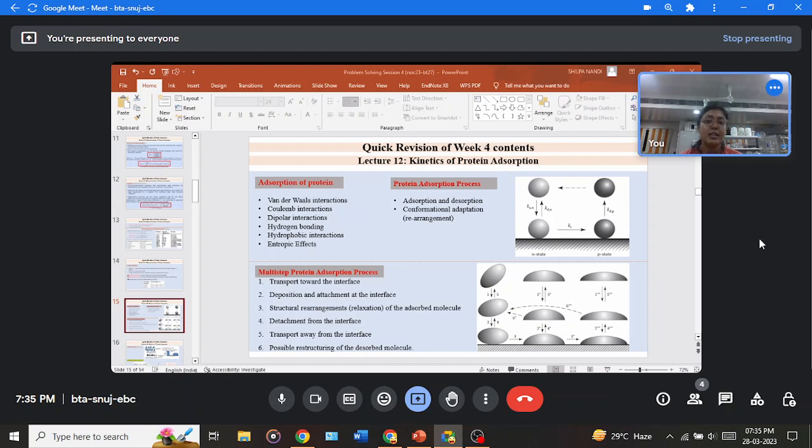As soon as it touches the surface or the interface, various structural rearrangements occur within these adsorbed proteins. Next is detachment from the interface. So this protein gets detached from the interface and gets transported away from the interface, and lastly, possible restructuring of the desorbed molecule. That is again a rearrangement or restructuring of the desorbed molecule.